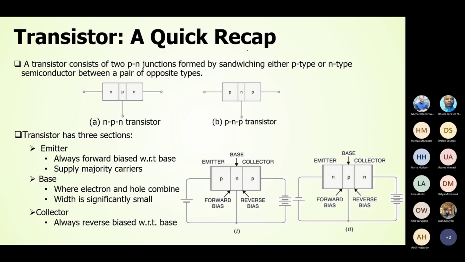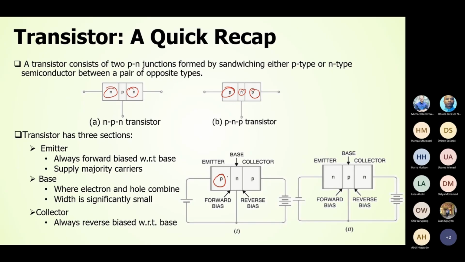So what is a transistor? Let's give a quick recap. A transistor consists of two PN junctions formed by sandwiching either P-type or N-type semiconductors. So here in the PNP, we have two P-type semiconductors sandwiched by one N-type, or in the NPN case, the most popular one, two N-type semiconductors are sandwiched by a P-type semiconductor. Now, a transistor has three sections: emitter, base, and collector. So the emitter is always forward biased, okay, and our collector is reverse biased, okay. So why is this the case?